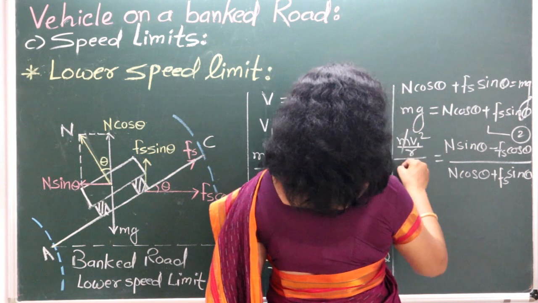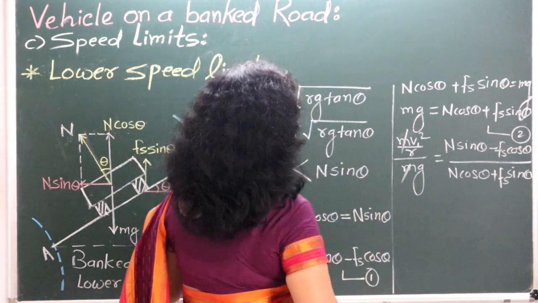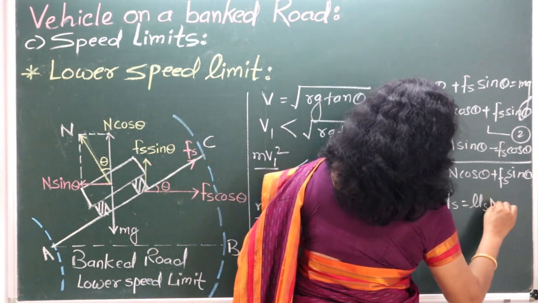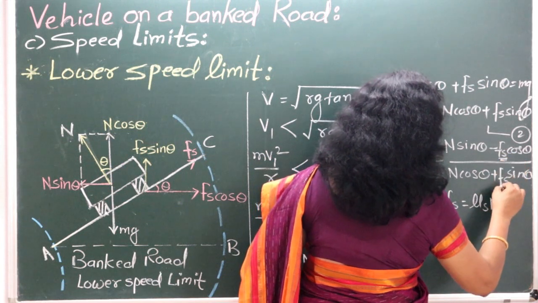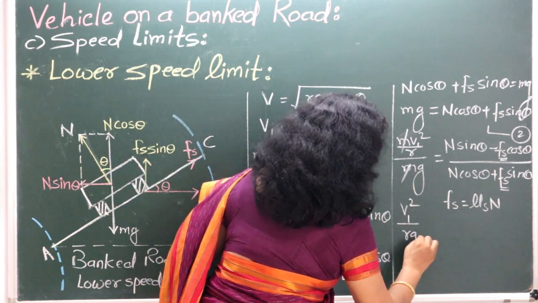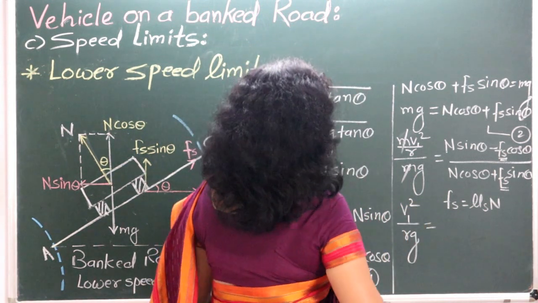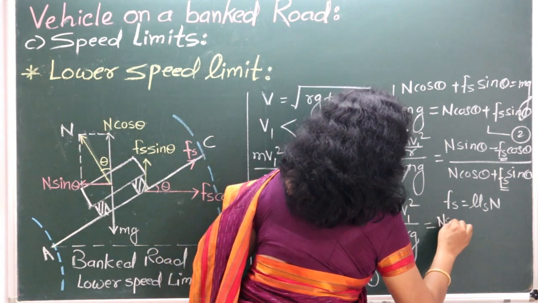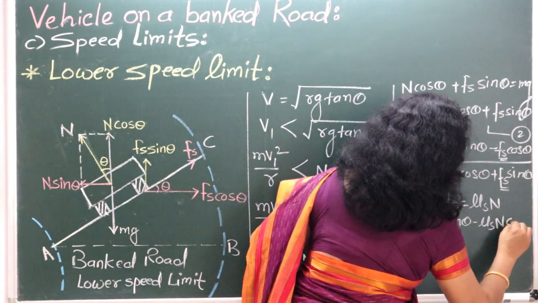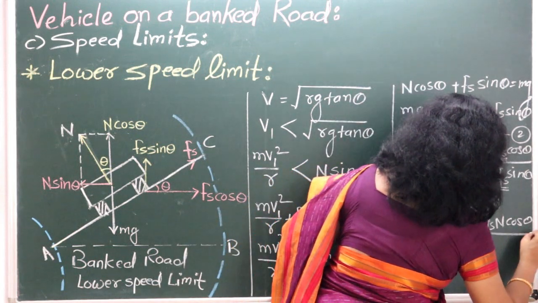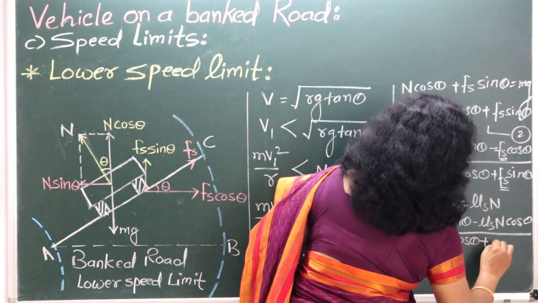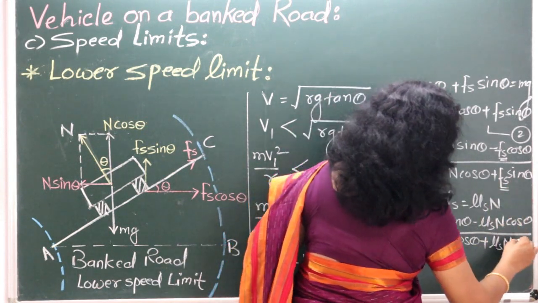Now this gets cancelled. For minimum possible speed, the force of friction is equal to mu s into n. Put Fs equal to mu s into n in this equation, and therefore we can write v1 square upon rg equals n sin theta minus mu s into n into cos of theta, divided by n cos theta plus mu s n into sine of theta.